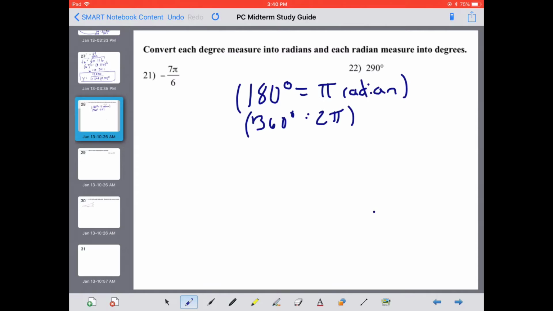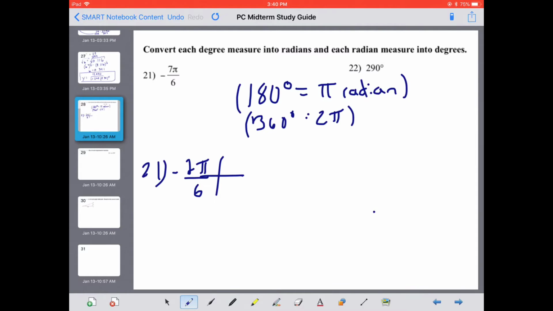When we're using these, we have to remember which one goes on top and which one goes on the bottom when we're converting, and this is when I like using the T-chart method. So if we look at number 21, we have negative 7 pi over 6. This is in radians, and we can tell that because it has the pi symbol and because there's no degree symbol.